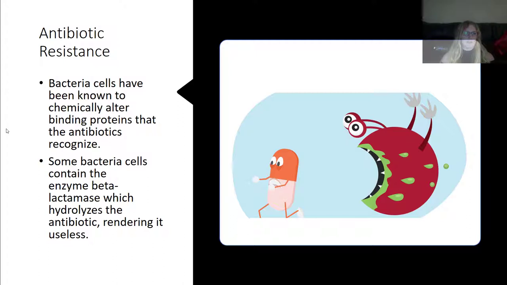Antibiotic resistance. So there's always a constant war going on in the microorganism world. Bacteria cells have been known to chemically alter proteins that antibiotics recognize. So some bacteria cells contain the enzyme beta-lactamase, which hydrolyzes the antibiotic, rendering it useless. So there's all this chemical warfare going on in our bodies that we're not even aware of.